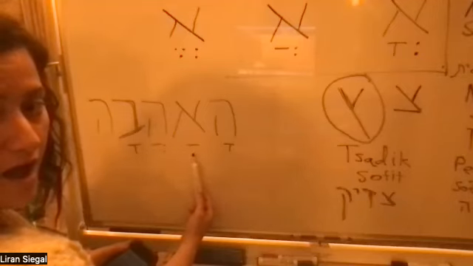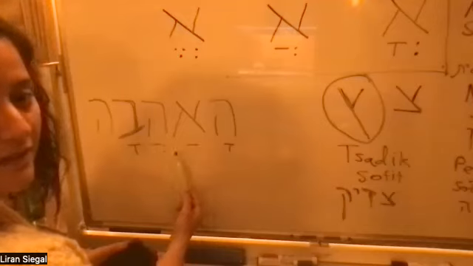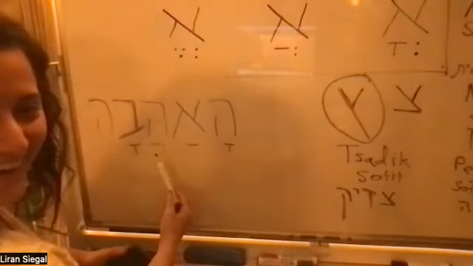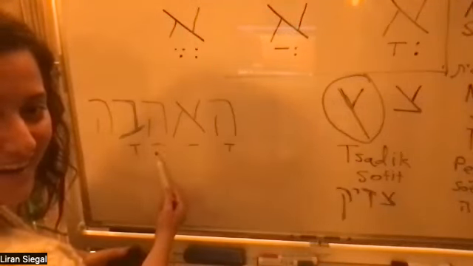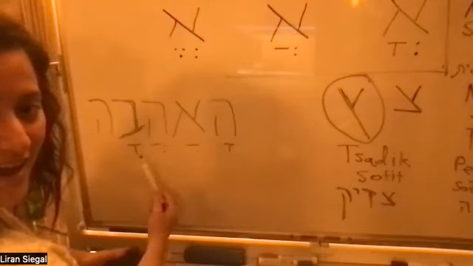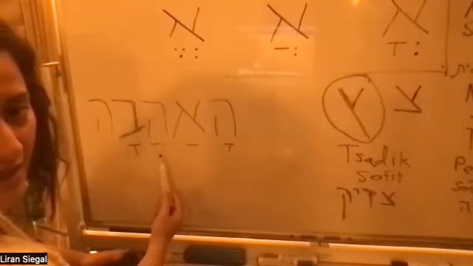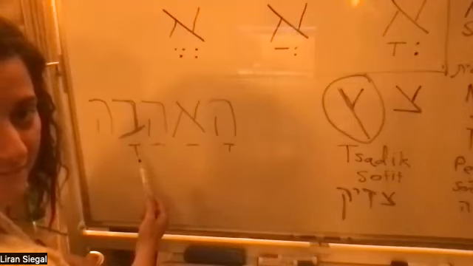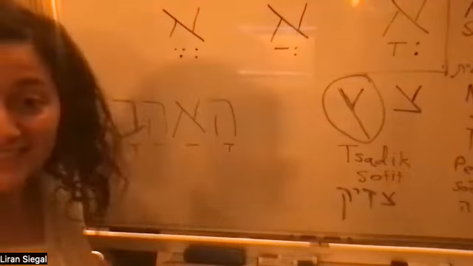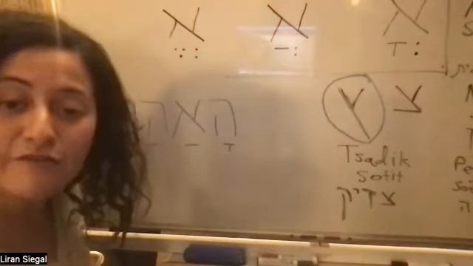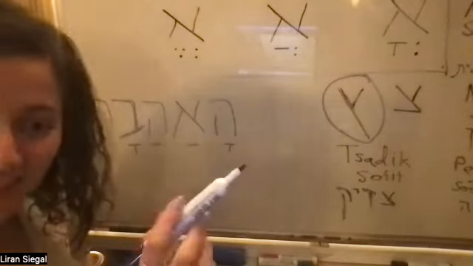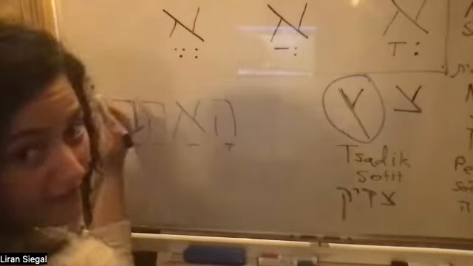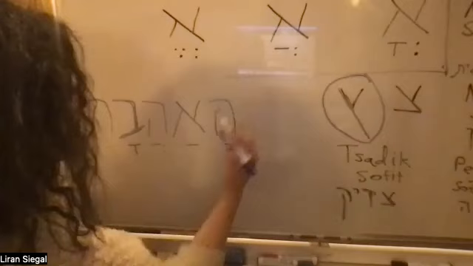Hey, ha, ha. And then that's a bet with a patach. But first, remember, you have this. So this is a ha. Ha, ba, ba. Yes, you said it. Ba. So if it's just from Aleph all the way here, it would be ahava. But because there is a ha, a ba, it's ha, ba, ba.